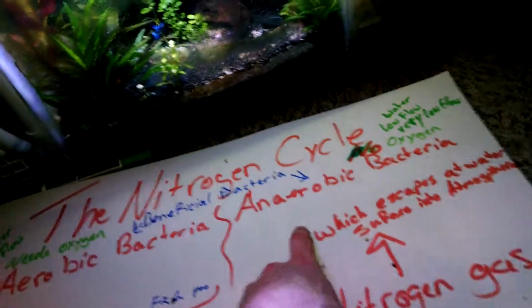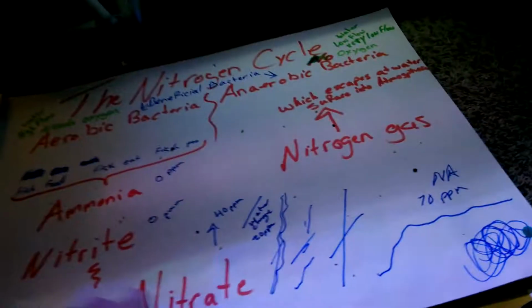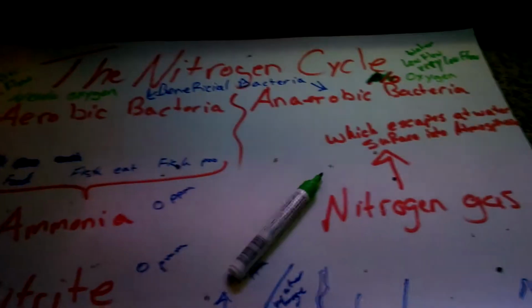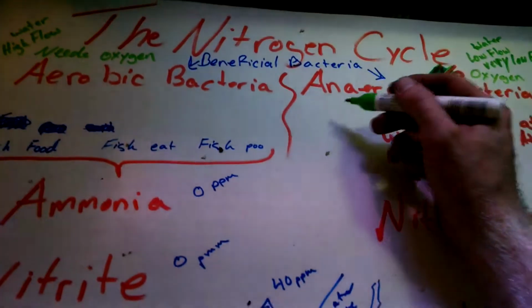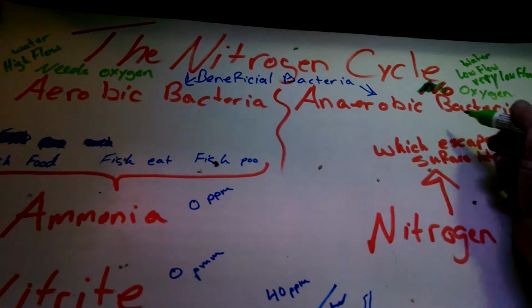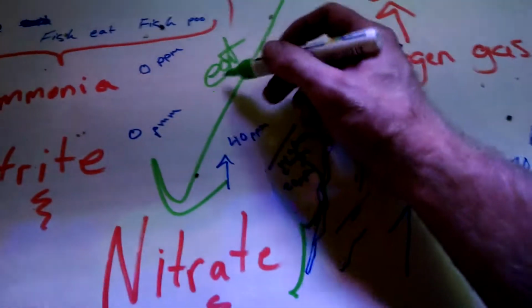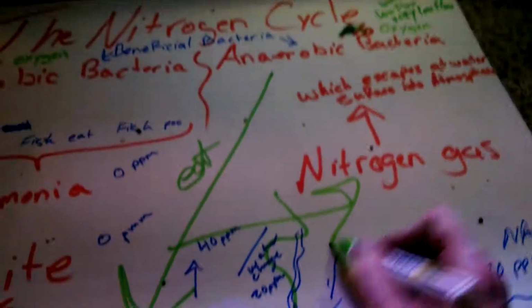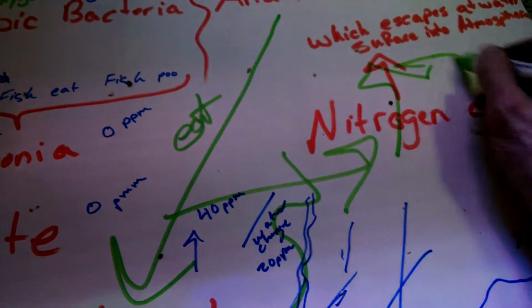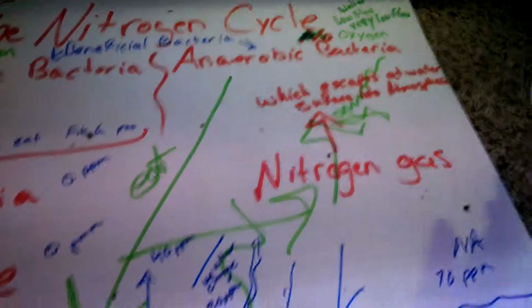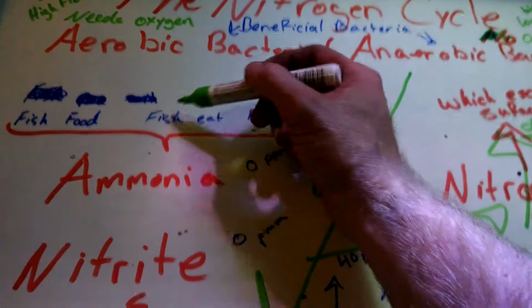But if we can actually house anaerobic bacteria correctly and make it work beneficially for us, let me get my marker here, it will actually eat nitrates, eat it away, so it won't go up, because it's eating it and turning it into nitrogen gas, which will go into the atmosphere, which is now in the air somewhere. Yay, it's gone. So that is a full cycle.